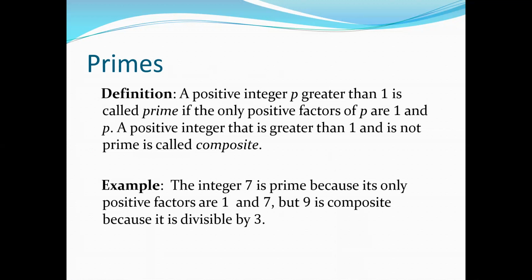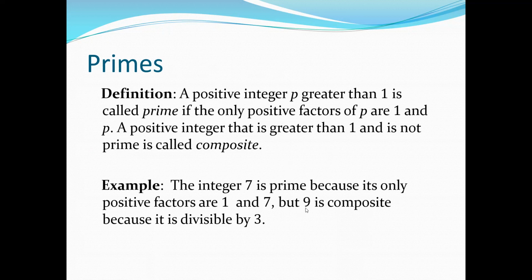In case it's not a prime number, it is called composite. A composite number has more than two values as factors of a given number. For example, 7 is a prime number because its factors are just 1 and 7.